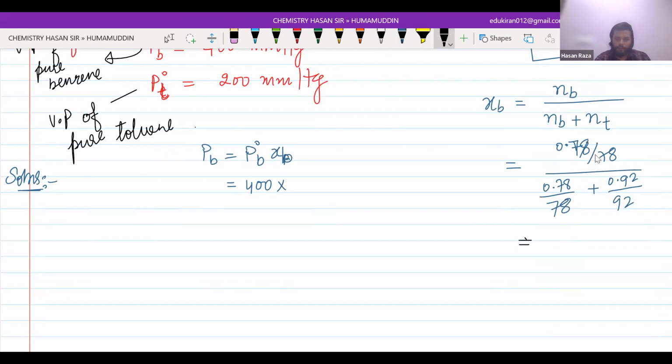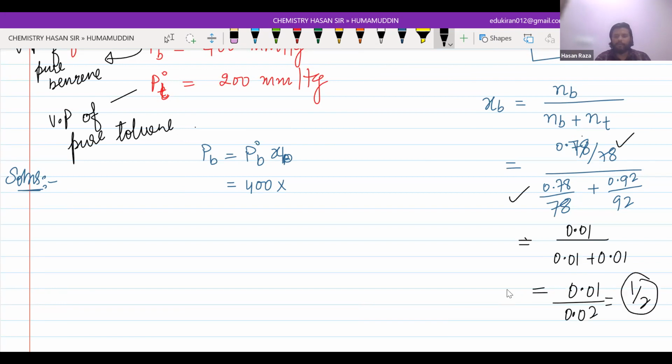92. Okay. So if you are going to solve it, in the numerator you will be getting 0.01. Here you will also get 0.01, and here also 0.01. After solving, you will get 0.01 upon 0.02, decimal will be cancelled by decimal, and you will get the mole fraction of benzene as 1/2. So you write 1/2 into 200 mmHg. What is this? This is the partial pressure of benzene.